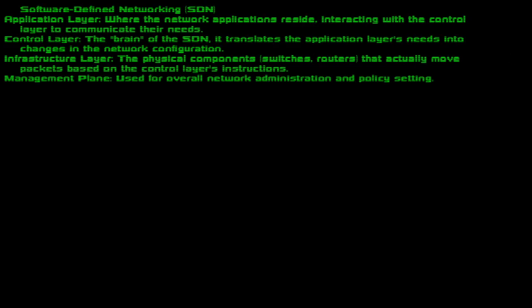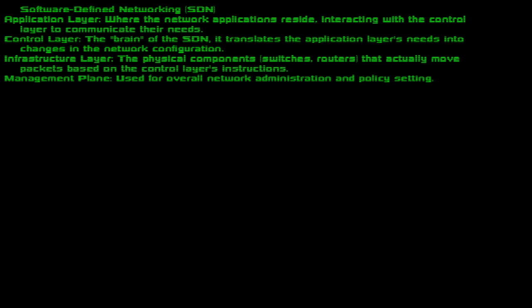Software-defined networking, SDN. Application layer. Where the network applications reside, interacting with a control layer to communicate their needs. Control layer. The brain of the SDN, it translates the application layer's needs into changes in the network configuration.